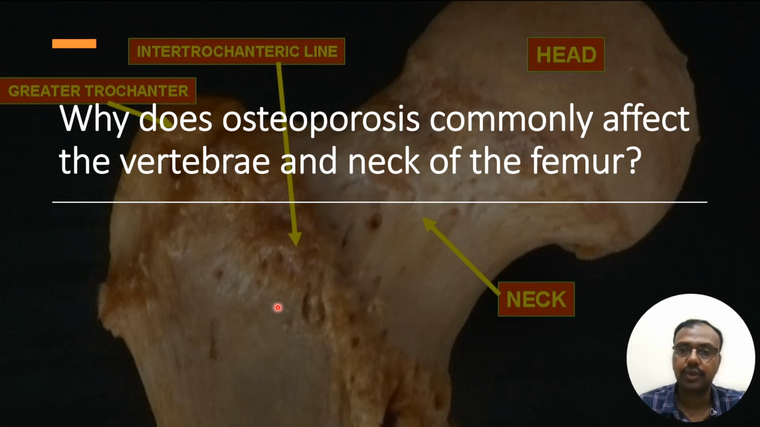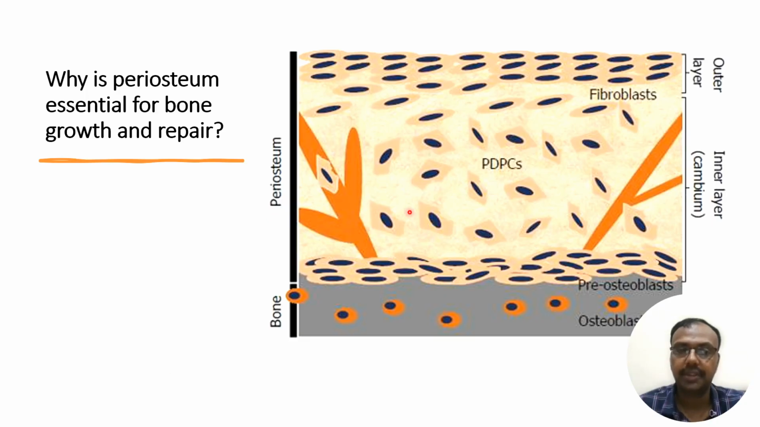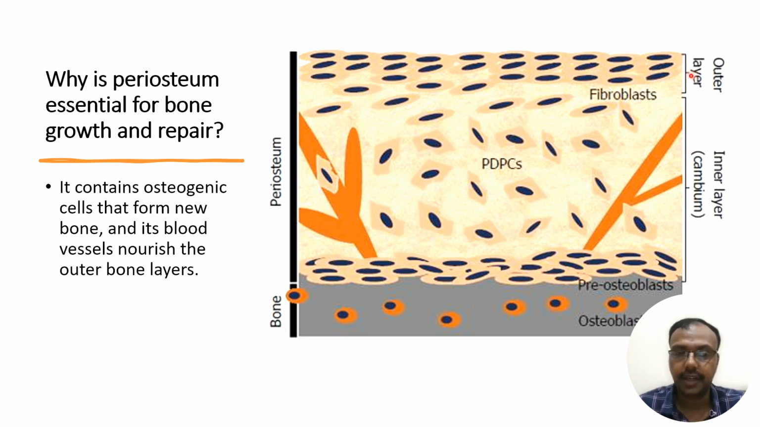Why does osteoporosis commonly affect the vertebra and neck of the femur? These regions have a high proportion of cancellous, a spongy bone, which is more metabolically active and more prone to resorption. Why is periosteum essential for bone growth and repair? Periosteum contains an outer fibrous layer and inner cellular layer, which is basically osteogenic cells that form the new bone, and its blood vessels nourish the outer bone layers.